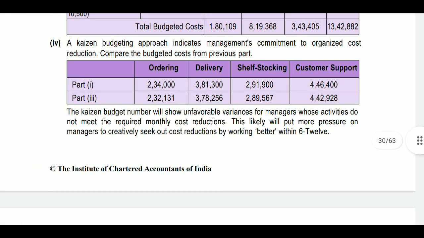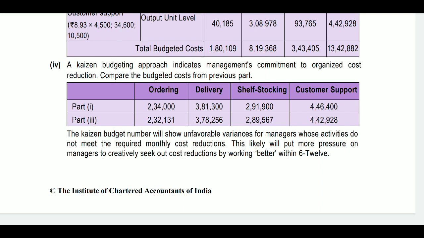This is Kaizen cost, a commitment to organized cost reduction. Is their cost reduced or not? For ordering, cost was reduced. Delivery, cost was reduced. Shelf stocking, cost was reduced. And customer support, cost was reduced. Kaizen budgeted numbers will show unfavorable variances for managers whose activities do not meet the required monthly cost reduction. This will likely put more pressure on managers. If the cost is not reduced, then we will put the pressure on our managers. They will work for better organization.